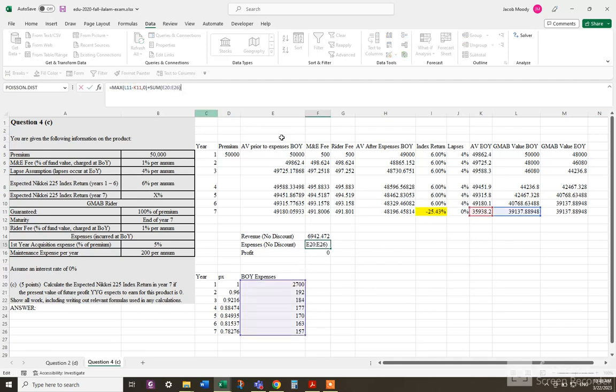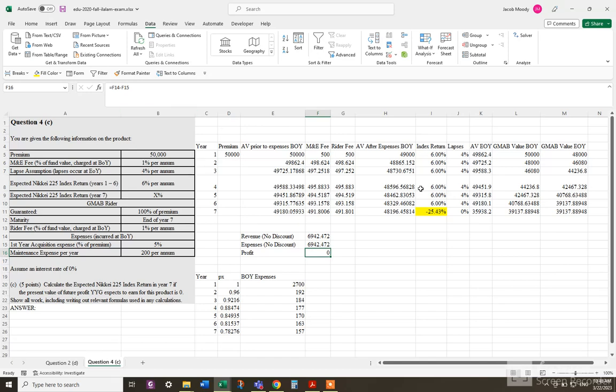I have here my expenses. It's just the sum of this plus the max. This is essentially the put option that the policyholder has, so it's the max of 0 or how much the GMAB exceeds the account value. And to get the profit to equal 0, I just did a what-if analysis. I did a goal seek, making this 0 by changing the index return. And there you go, that's the solution.